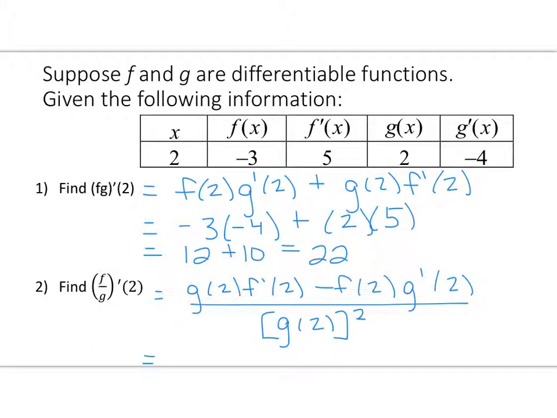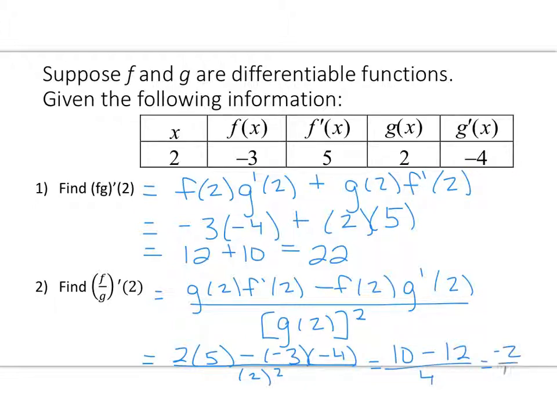So again, g of 2 is 2, f prime of 2 is 5, f of 2 is negative 3, g prime of 2 is negative 4, all over g of 2, which is 2, squared. So here I have 10 minus negative 3 times negative 4 is positive 12 over 4. So this is negative 2 over 4. So this derivative is negative 1/2.